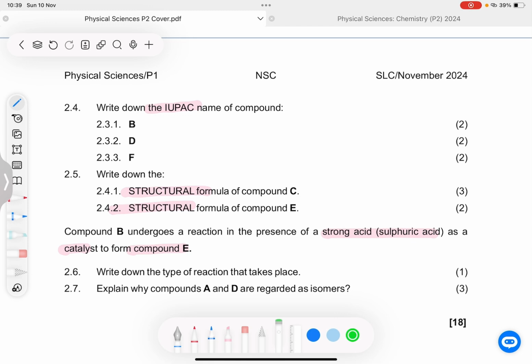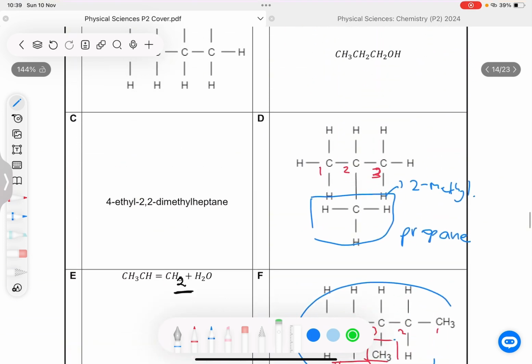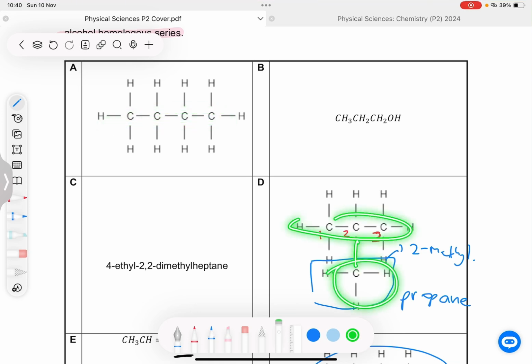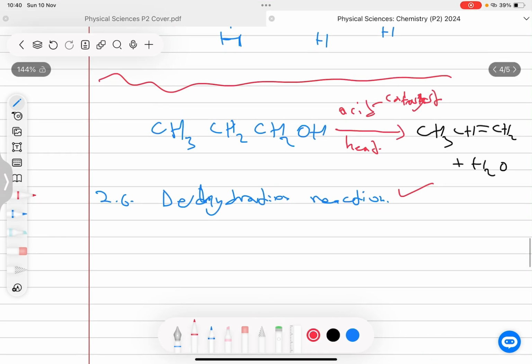So the last question here says, explain why compounds A and D are regarded as isomers. Let's look at A and D quickly. So when you look at A and D, we can see here that I have 1, 2, 3, 4 carbons, 1, 2, 3, and 4 carbons. But these carbons are arranged or are bonded differently. This is bonded along a straight line here. This is bonded such that we have a branched chain there. So that's why they are isomers.